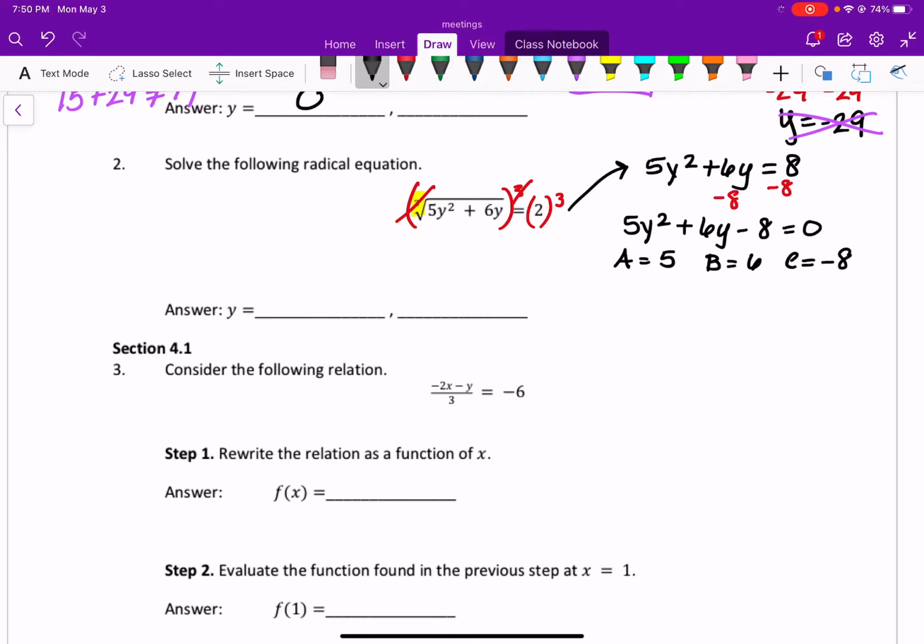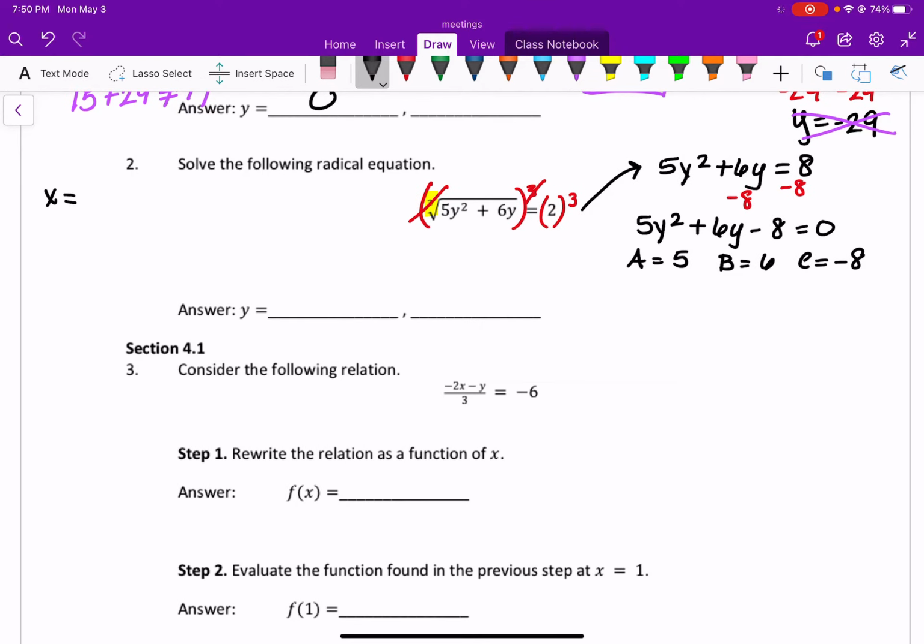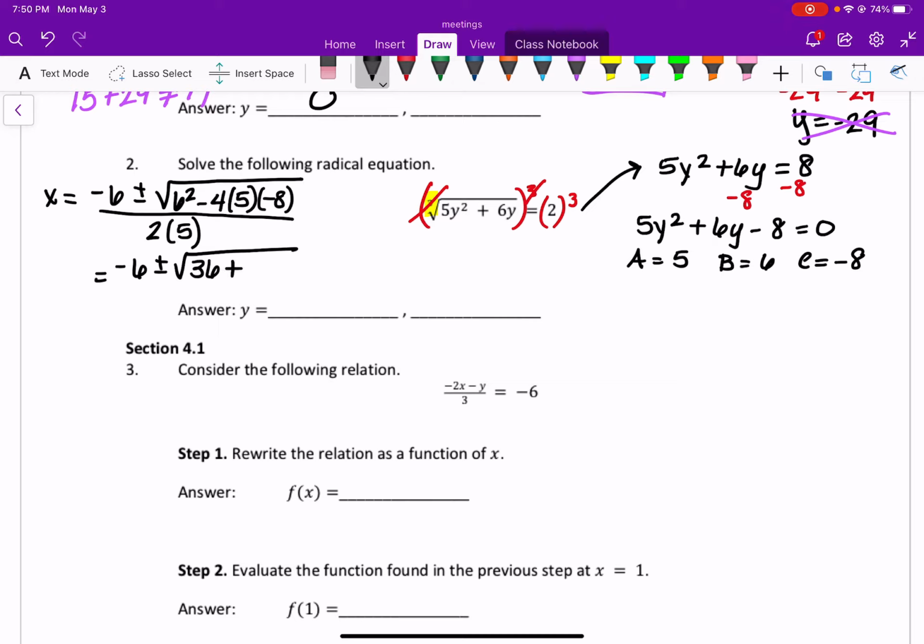Okay, so we're going to use our quadratic formula. I'm going to come over here to do that. So x equals negative b, so that's negative 6, plus or minus the square root of 6 squared minus 4 times 5 times negative 8 all over 2 times 5. All right, so this would be negative 6 still, plus or minus the square root of 36. This is going to be a positive since we are doing a negative 4 and a negative 8. So 4 times 5 is 20. 20 times 8 is 160 over 10.